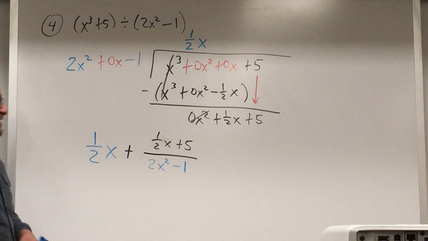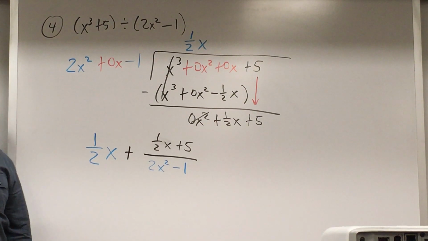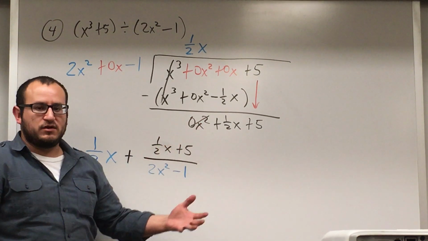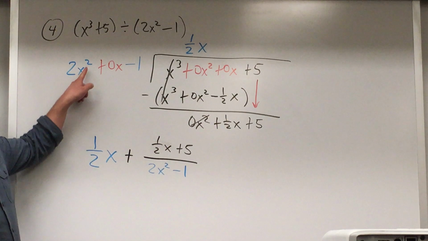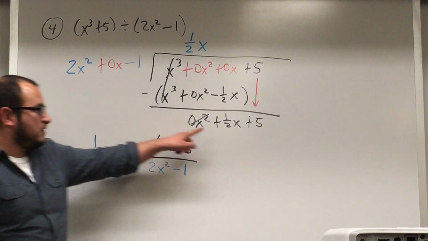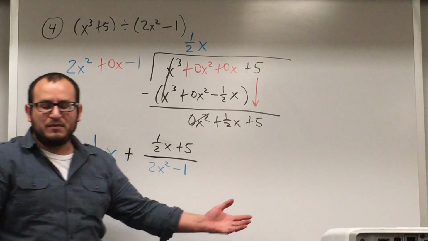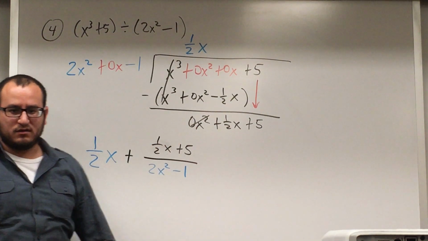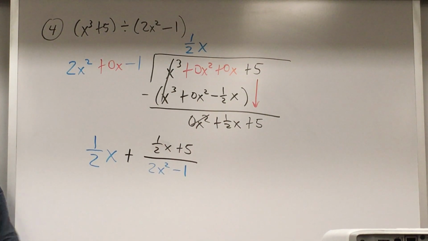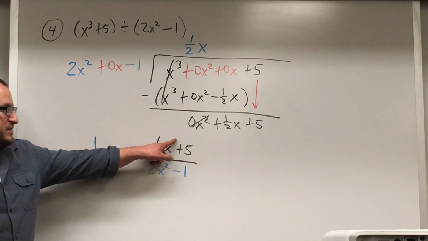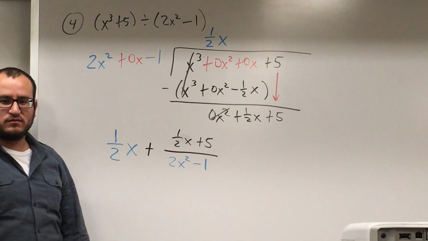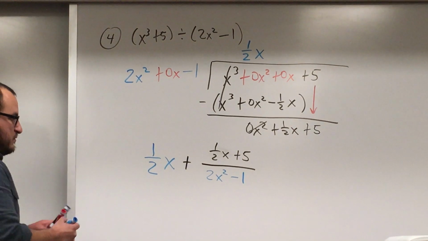So hopefully that made sense. If it didn't, I'm going to go ahead and explain it. The reason we stop here is because 0 times anything is 0. Since this degree right here is lower than the degree of the divisor, that means you're done, because you can't get a 2 to become a 1. So that's how you know you're finished: when this degree is smaller than the degree on the bottom. So this is my answer.